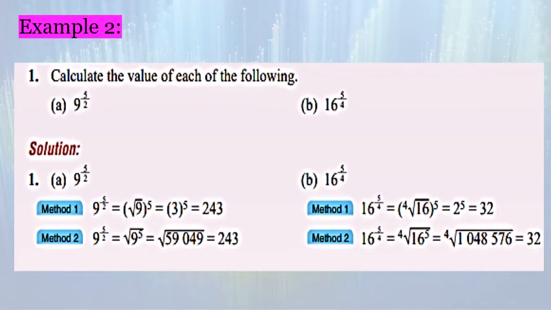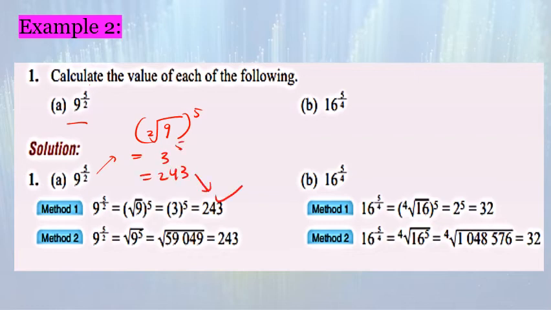Okay, let's do example 2. Calculate the value of each of the following. 9 to the power of 5 over 2. So the first method, you find the root first, like this. 9 the base, so the root is 2. Square root, then only you power with 5. The square root of 9 is 3. So 3 power 5 is 243.